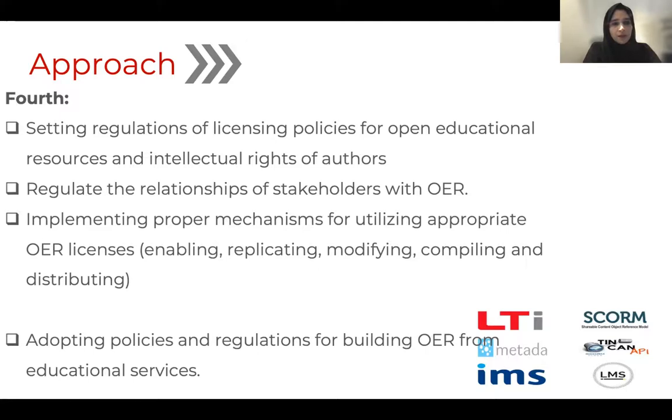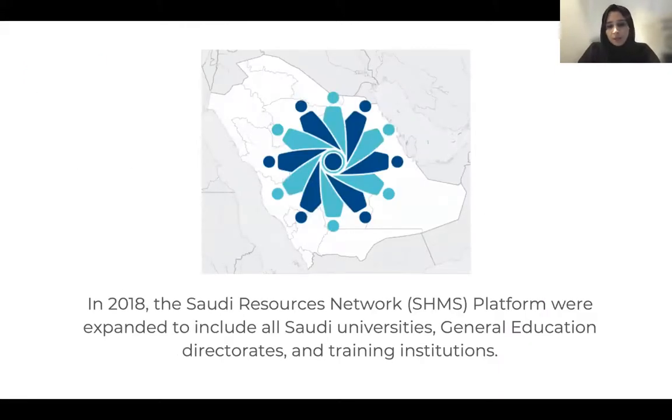It's very important to mention that one of its main approaches to maintain its sustainability and achieve its goals, SHMS set the regulations for licensing policies for open educational resources and intellectual rights of authors. It regulated the relationship with stakeholders with the open educational resources, ensured the implementation of proper mechanisms for utilizing appropriate OER license through enabling, replicating, modifying, compiling, and distributing content. In addition to that, it ensured the adoption of policies and regulations for building OER from educational services. So in 2019, the Saudi Resources Network was expanded to include all Saudi universities, general education directorates, and training institutions.